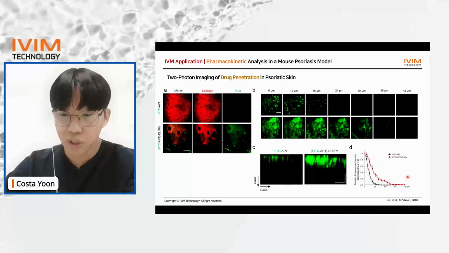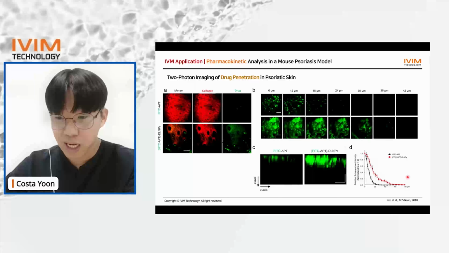In summary, two-photon imaging confirmed that the DNP formulation improved drug penetration in actual psoriatic skin and enabled the therapeutic agent to reach the collagen-rich dermis.